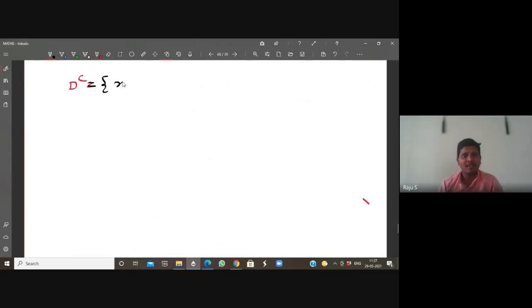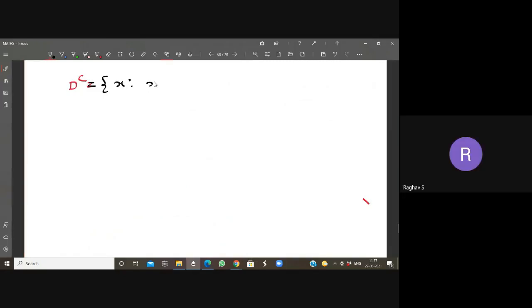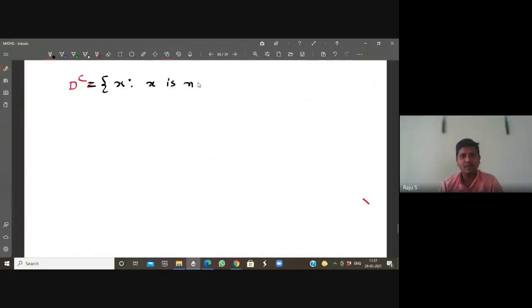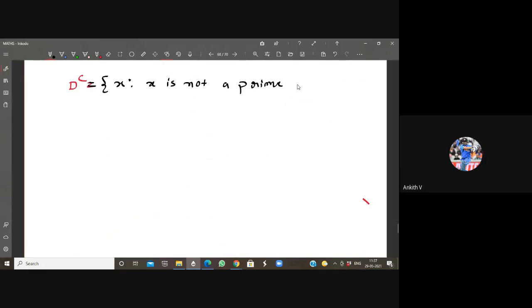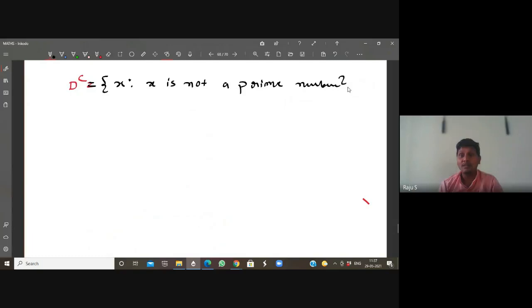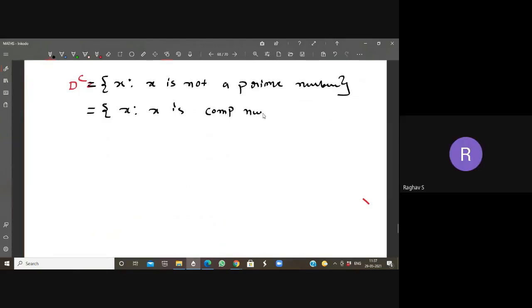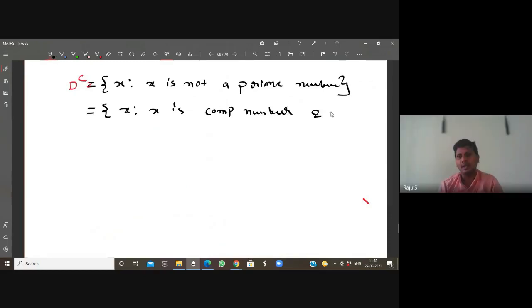Exactly. We can write in two ways. X such that X is not a prime number. Or composite number and one. Yeah, it's better you can write like that: X such that X is a composite number, and X is equal to 1. Exactly. That's it. It's better to write like this. The second one, if you don't know, simply you can write not a prime number.